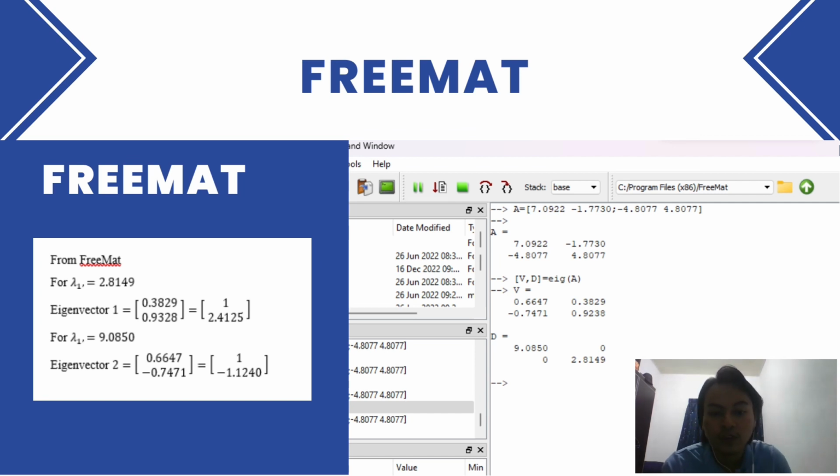We got the same for eigenvector 1 and eigenvector 2. So this is how I do a validation using Freemat, which is I input the matrix A and I do the eigen, put the VD eigen A. So we got the V and D. So V is the eigenvector, and D is lambda.